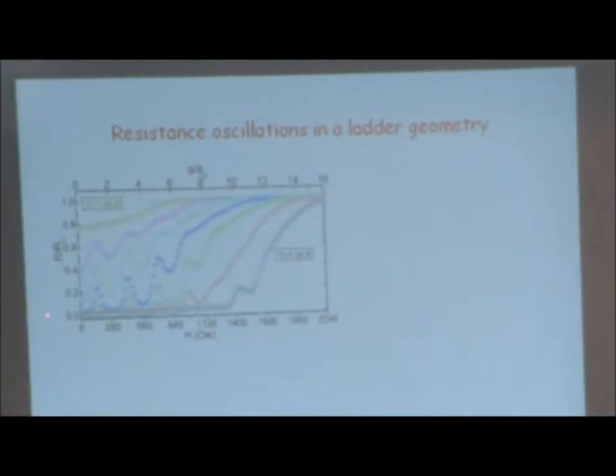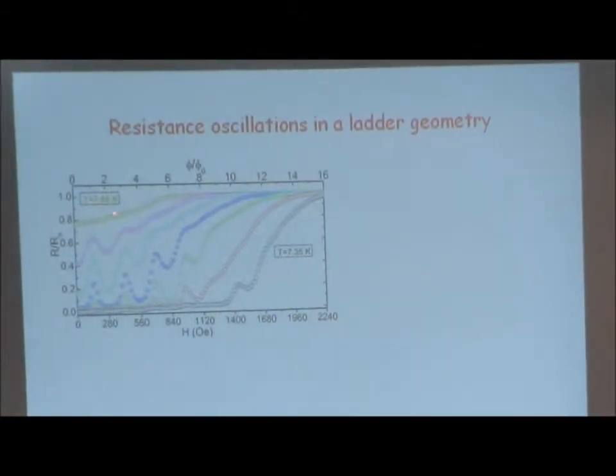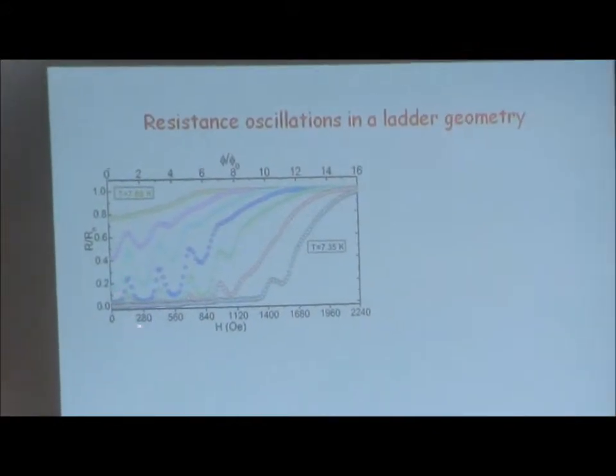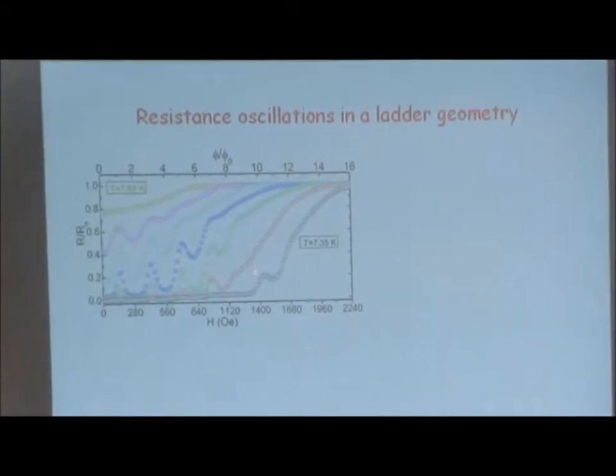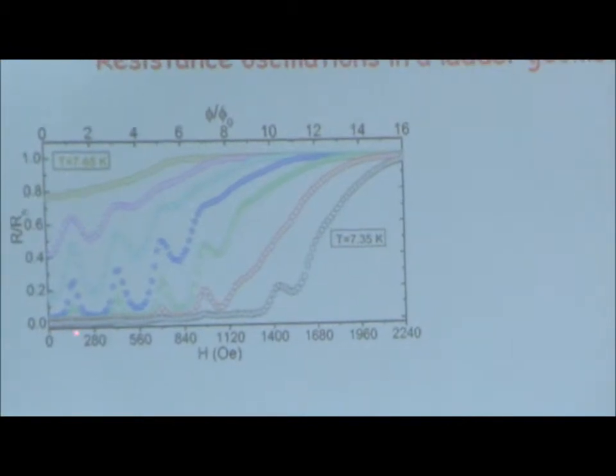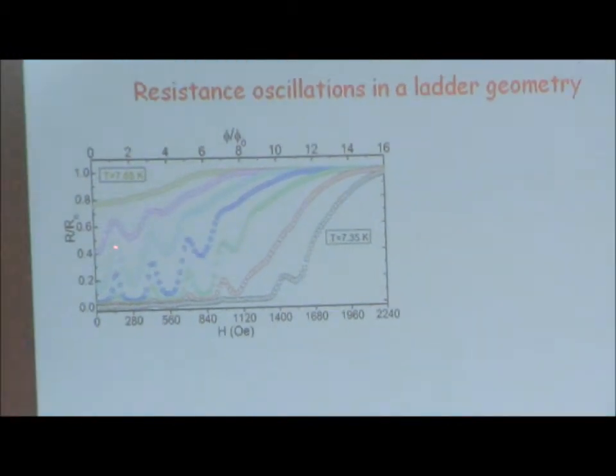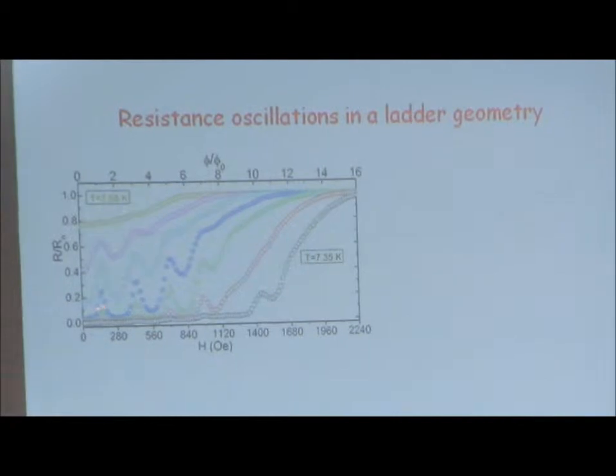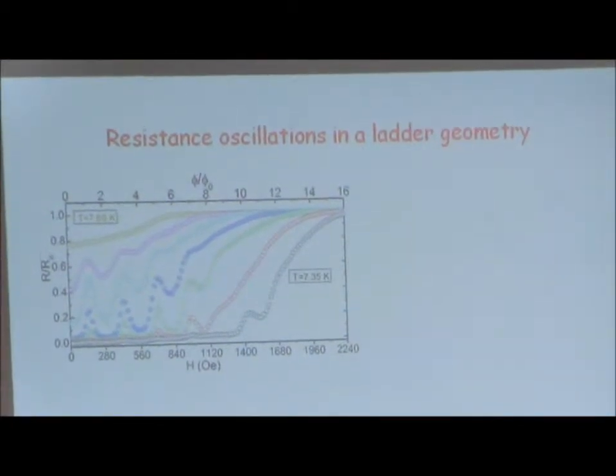Here we plot the resistance versus magnetic field for different temperatures. And you see here those little bar streaks. But what you see is that the amplitude of it is strongly influenced by temperature.